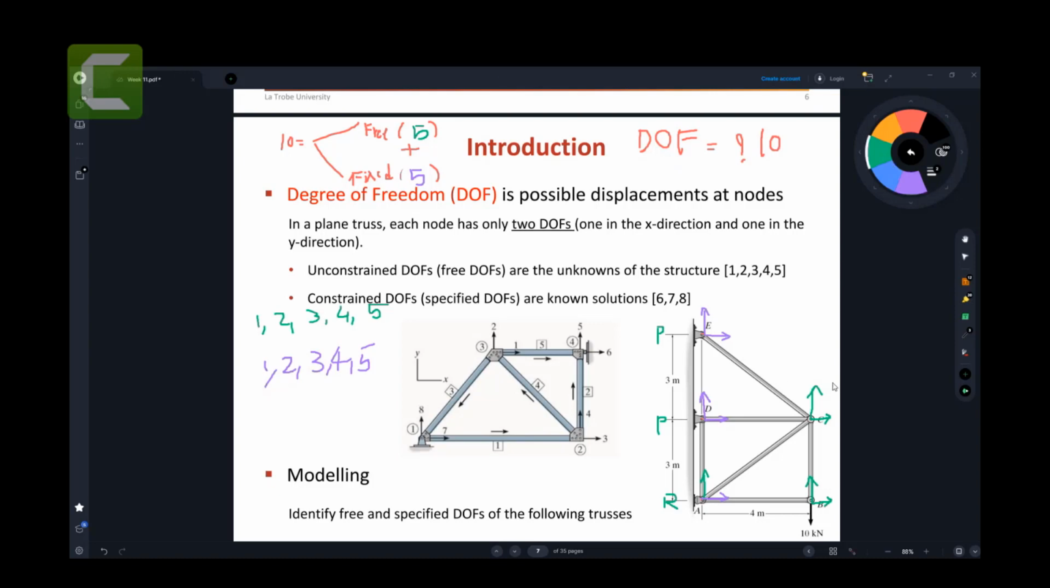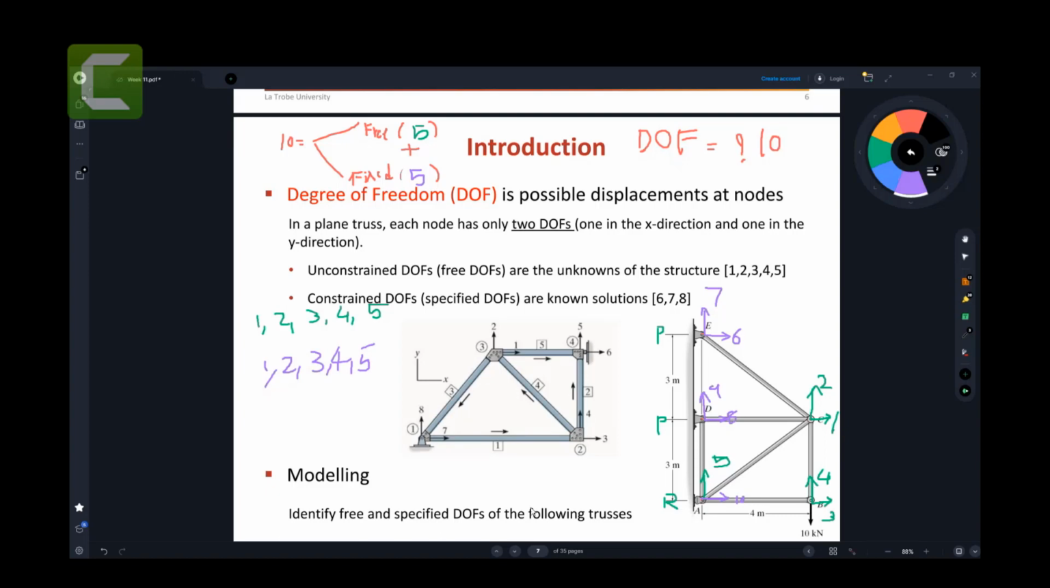So it does not matter which one we start with. We can start with 1, 2, 3, 4, and 5. And the remaining ones that we're going to put are 6, 7, 8, and 9, and that's it, right? So that's the numbering that you have.